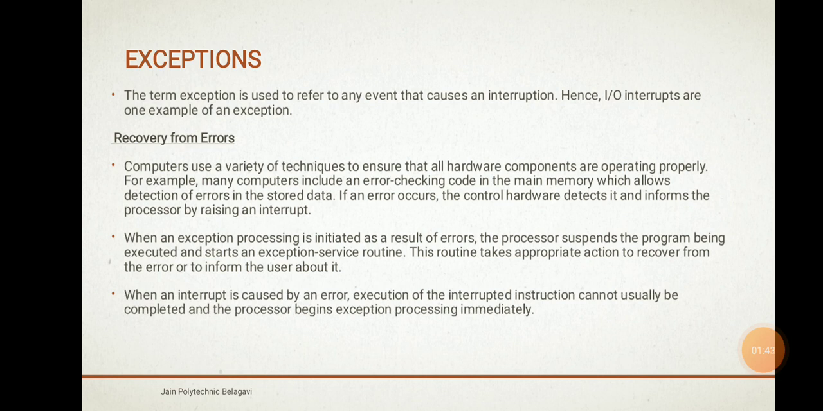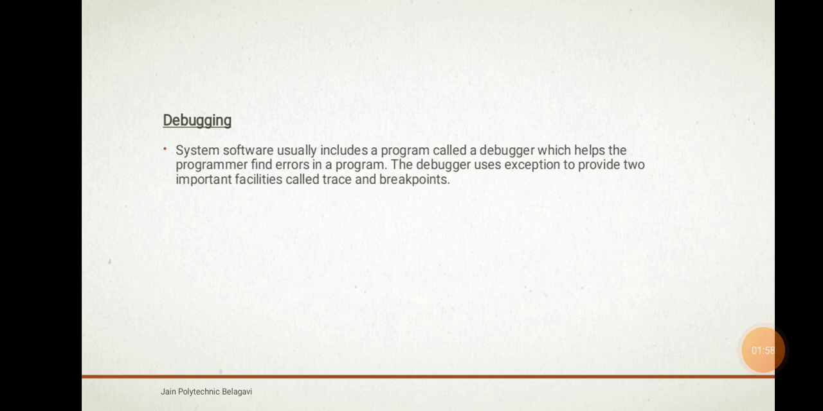When an interrupt is caused by an error, the execution of the interrupted instruction cannot usually be completed and the processor begins exception processing immediately. In this case, we have what is called debugging. System software usually includes a program called a debugger. It helps the programmers find errors in the program.